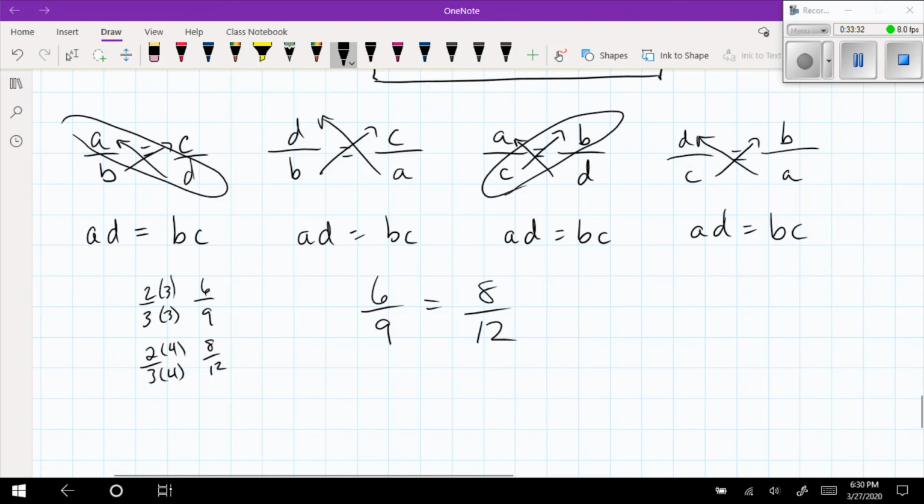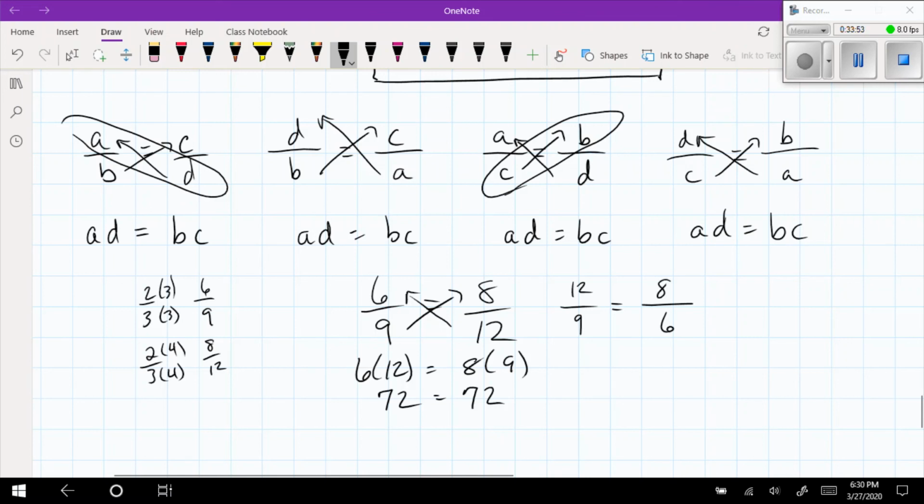Another way you could prove it is by playing with the cross products. You could say 6 times 12 equals 8 times 9. Isn't it true that 72 is equal to 72? Absolutely true. So let's try this. Let's swap the 6 and 12. Put the 12 up here and the 6 here. Leave the 9 there, leave the 8 there. Is this still a true proportion? I'm not saying it's the same proportion I had originally, but is it still true? And the answer is yes, it's still true.